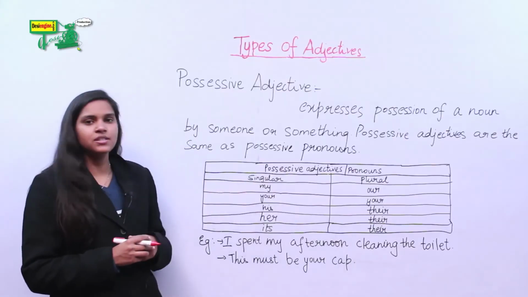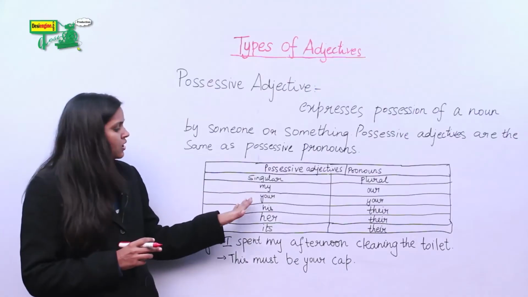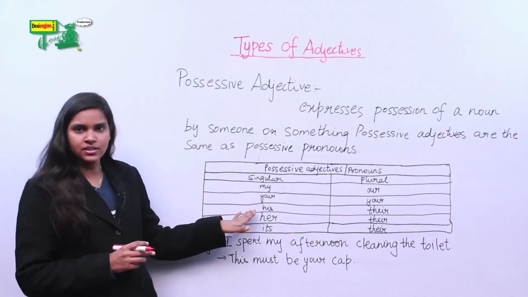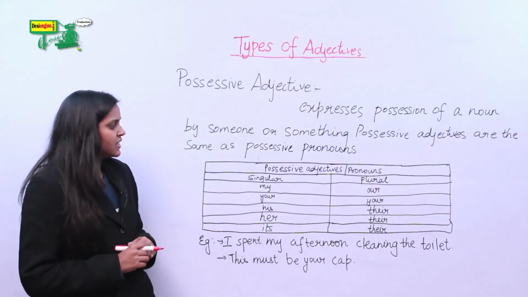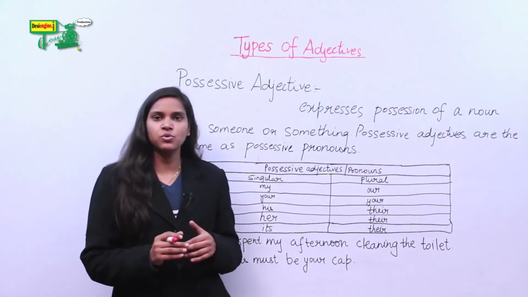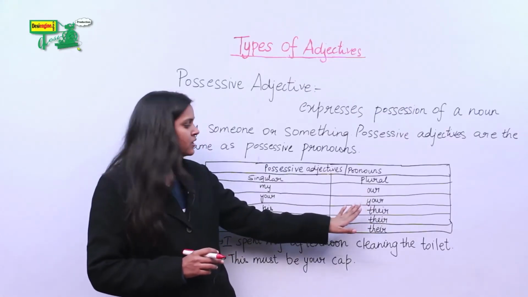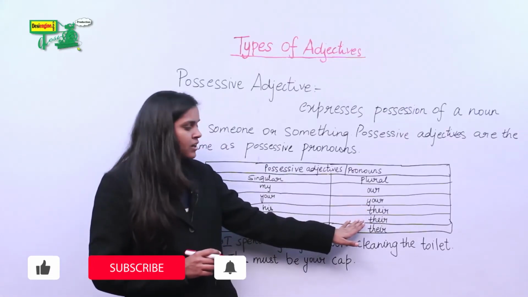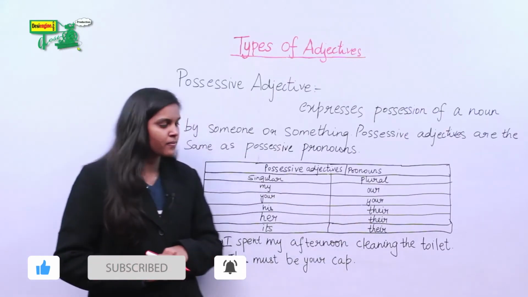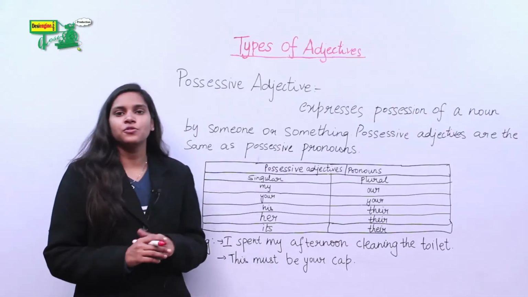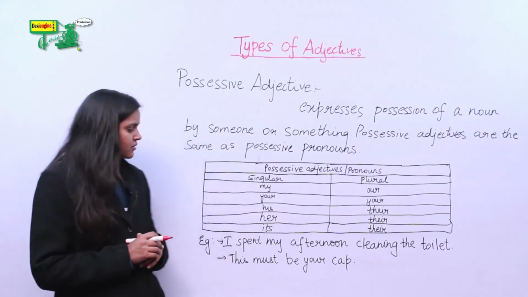Some of the possessive adjectives in the singular form are my, your, his, her, its. And some of the possessive adjectives in plural form are our, your, their. So let's do a few sentences where we'll try to figure out the possessive adjectives.